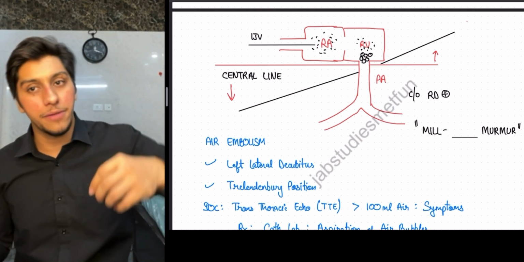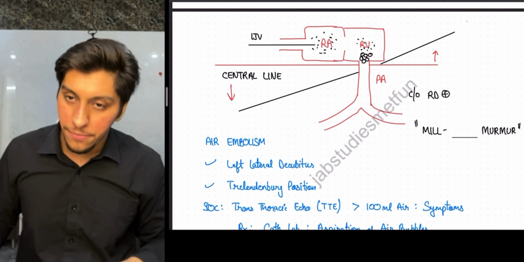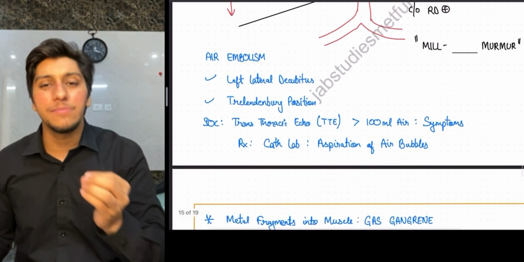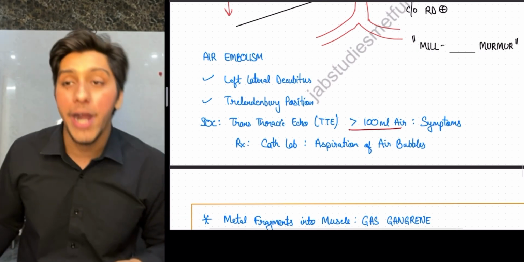So left lateral again periphery, and right atrium to right ventricle ke around hi rahega. That is why we are putting it in the Trendelenburg position. Remember guys, the symptoms of air embolism can only be seen when the amount of air is going to be around 100 ml of air.